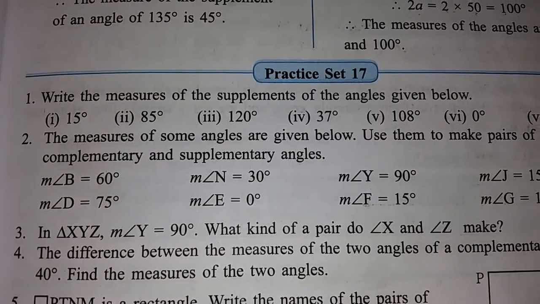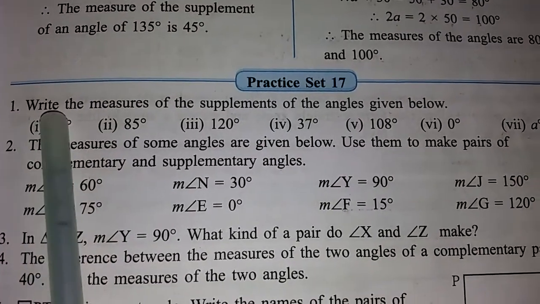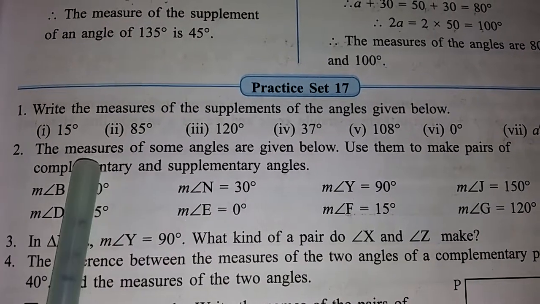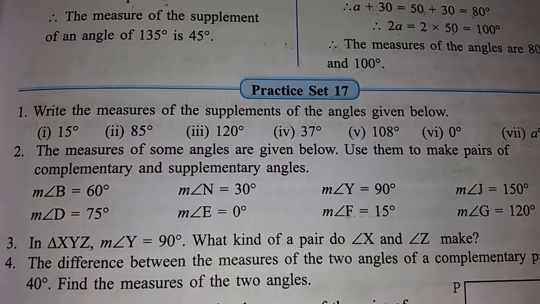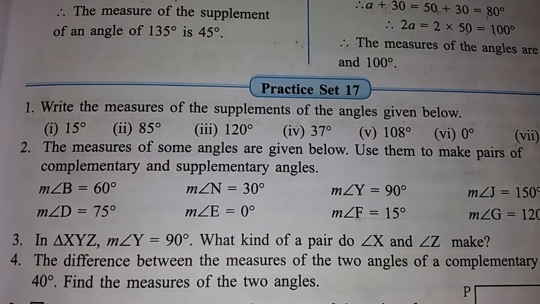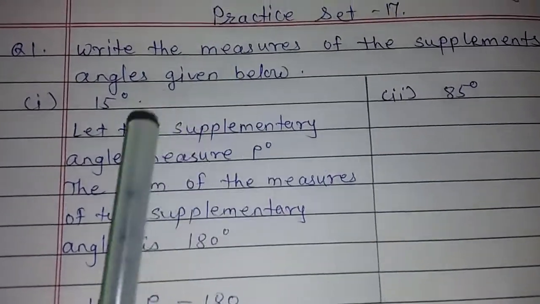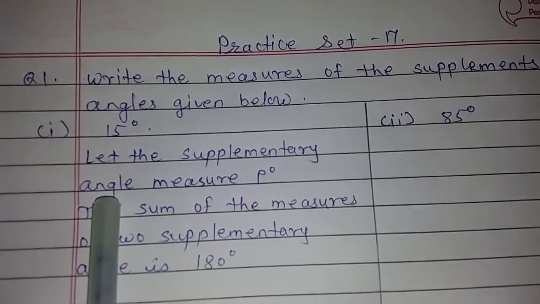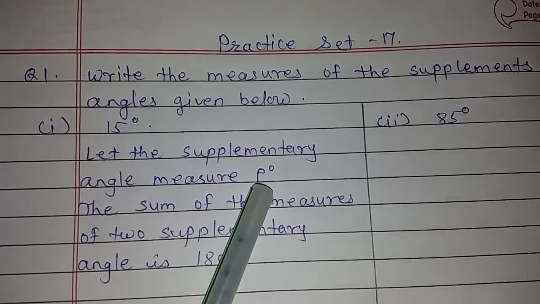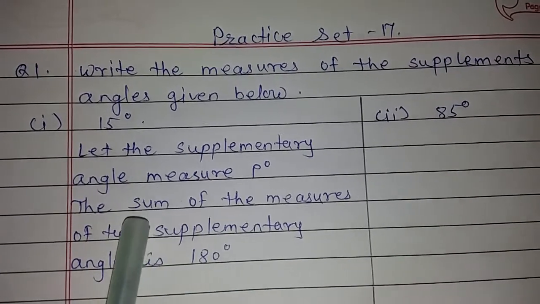17. First question. Write the measures of the supplementary of the angles given below. Here some angles are given. You find out the measurement of the supplementary angle. First angle is 15 degree. Let the supplementary angle be P degree. We are considering the supplementary angle P.